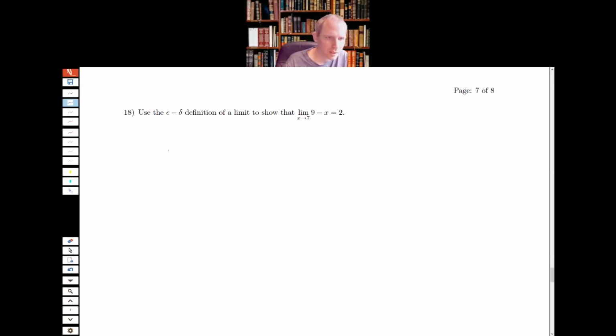Okay, let's do another one of these. So first we work backwards, start with absolute value of f of x minus L less than epsilon, and work towards x minus a less than delta. Here my a is 7. The f of x is 9 minus x. The L is 2. 9 minus 2 is 7. So this is 7 minus x less than epsilon.